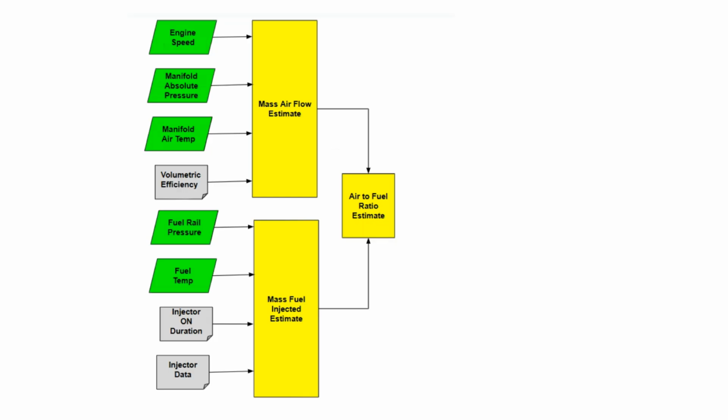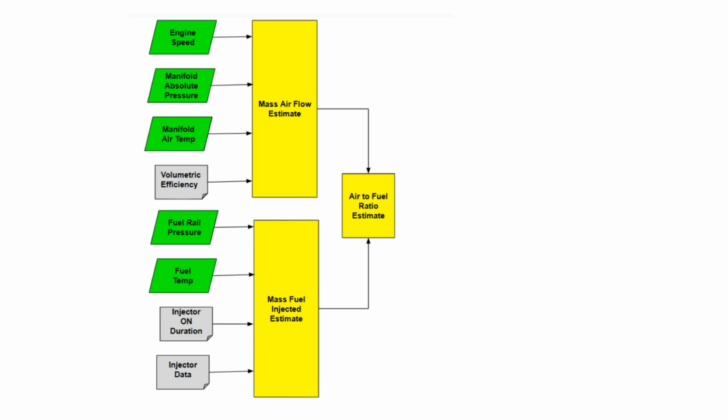So the mass airflow rate and mass of fuel injected rate are inputs to the air to fuel ratio calculation. Because the mass airflow and the mass of the fuel injected are estimates, the air fuel ratio is also an estimate. There's no real or physical sensor on the engine which measures the air to fuel ratio on most engines, although some engines may have a wideband O2 sensor which can be used for that purpose.